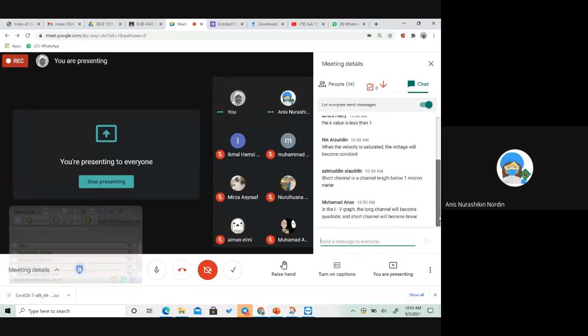Amira, the only one. Okay, in the IV graph, the long channel will become quadratic and the short channel will become linear. Yes, good. Small diffusion, yes, I like this, Najwa. Thank you. Small diffusion will have small parasitic capacitance. So you have to remember this when you draw your layout. You must make sure that the diffusion is small. Try to make your layout as compact as possible. The compact layout is beautiful and produces very good results. Okay, Mirza, velocity of carrier saturates due to the scattering.